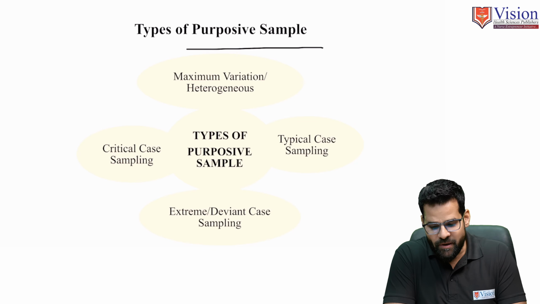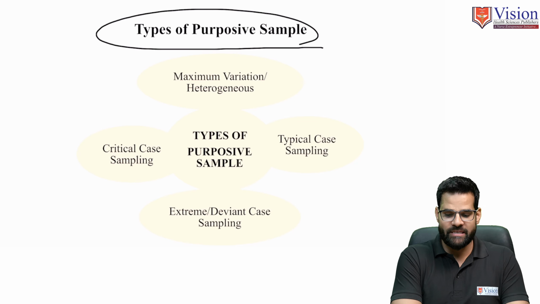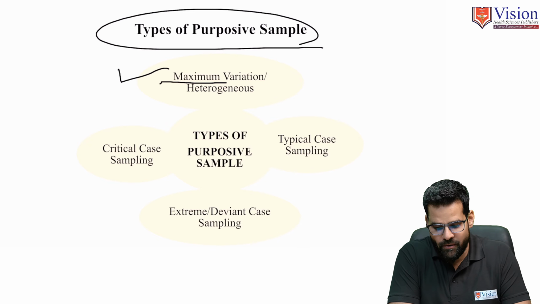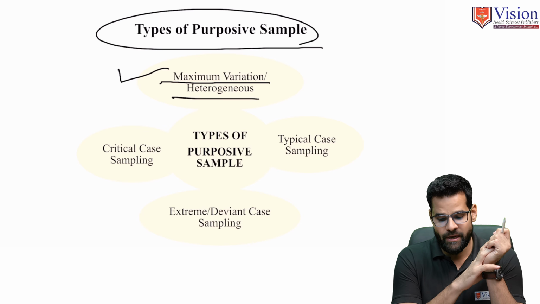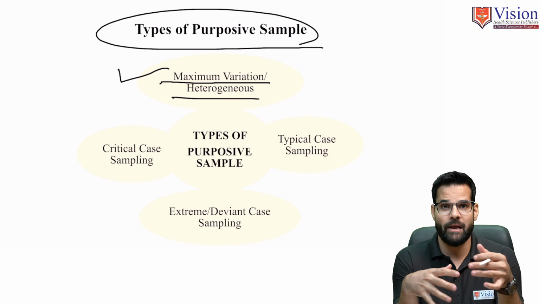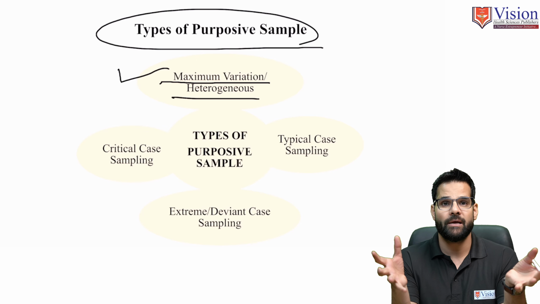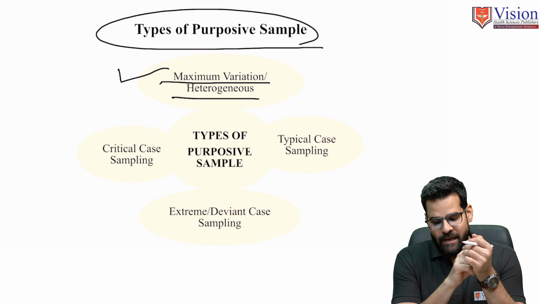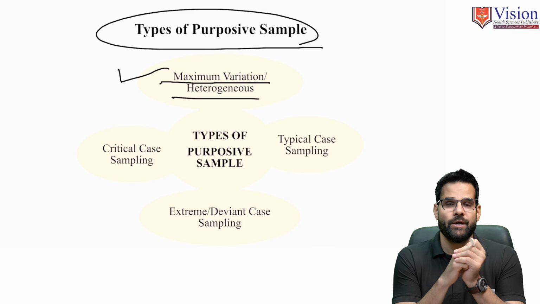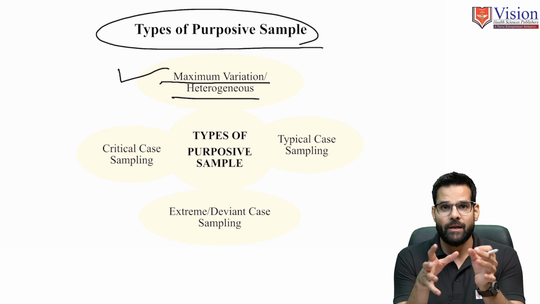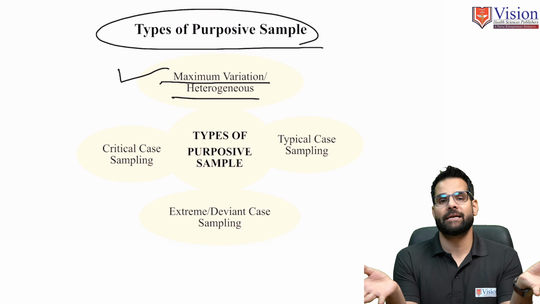So there are different types of purposive sampling we have. Like one is maximum variation sampling. This is what I have always preferred if you are doing qualitative research, or when you want to involve multiple people from different categories or strata. Like for example, maximum variation. What is that? You select the sample from diverse characteristics.